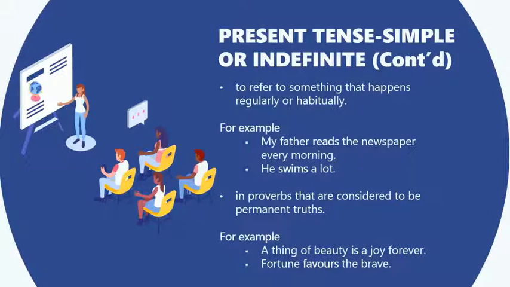Then we use simple present tense in proverbs that are considered to be permanent truths. For example, a thing of beauty is a joy forever. Next example, fortune favors the brave.